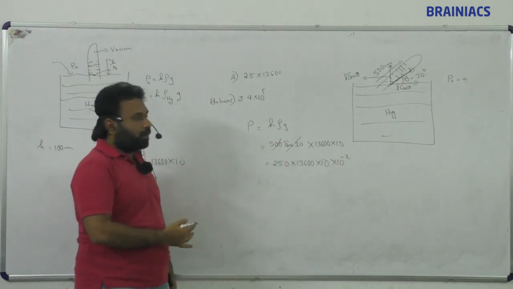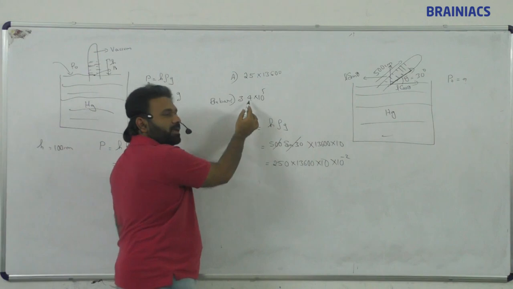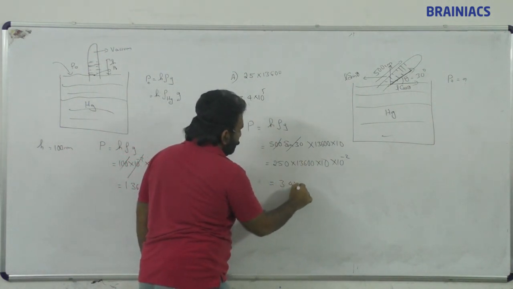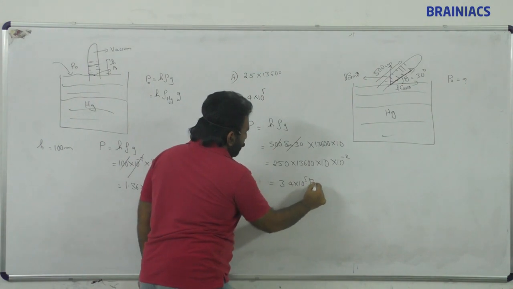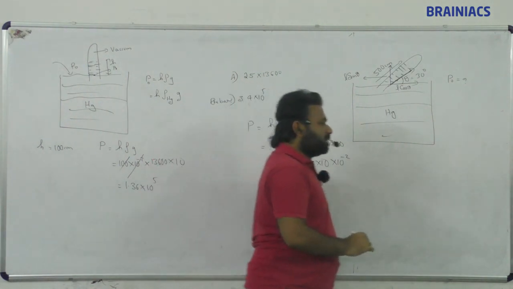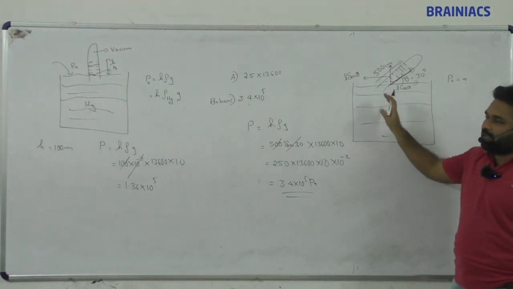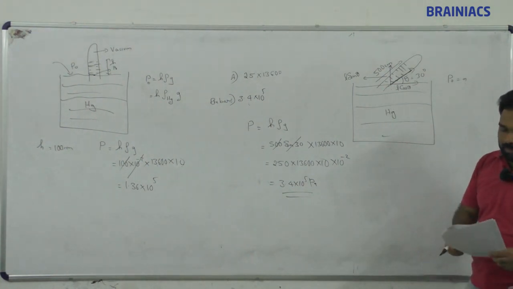If you solve this, how much are we getting? This is the answer we are getting. Okay, correct. Done. So always give preference to vertical height. For understanding that only we have taken this problem. Clear?